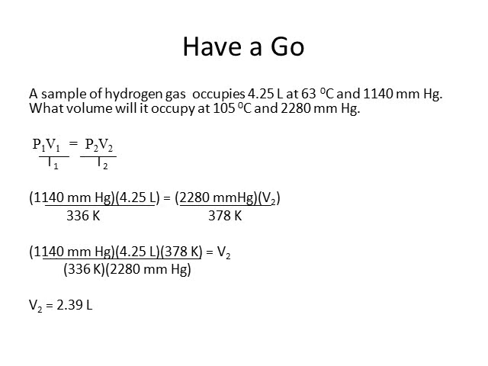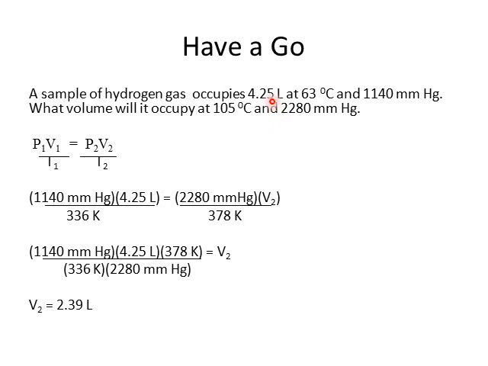Let's have a go at another one. A sample of hydrogen gas occupies 4.25 litres at 63 degrees C, and now the pressure is being measured in millimetres of mercury, which is 1,140. What volume will it occupy at 105 degrees C and 2,280 millimeters of mercury? So what do I have?